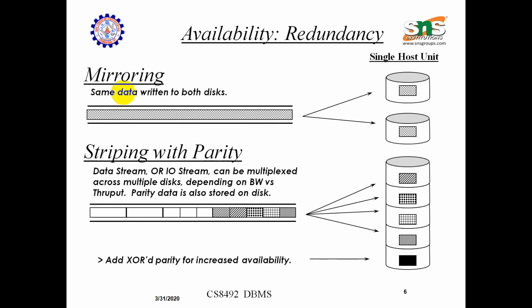Next, availability. Redundancy is mirroring, the same data written to both disks. For example, a single unit is mirrored with a second one. So this is the same data written to both disks. Striping with parity: the data stream or IO stream can be multiplexed across multiple disks depending on bandwidth versus throughput. Parity data is also stored on the disk. So this is striping with parity. This is disk 1, disk 2, disk 3, disk 4, disk 5. This adds XOR parity to increase availability, in the last one.